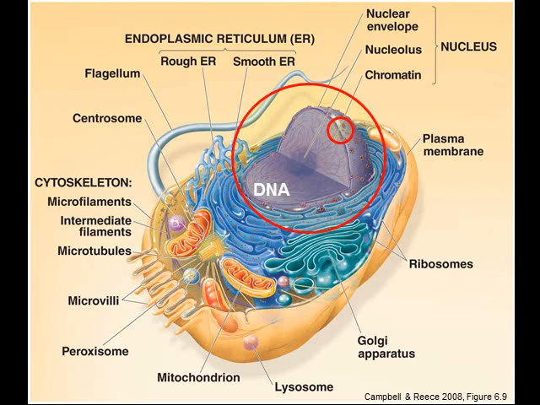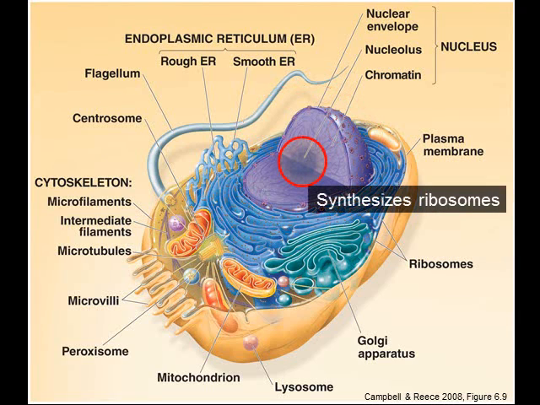There are pores in the envelope to allow the traffic of molecules such as messenger RNA, which is a transcript or a copy of a gene that will be used to make a specific protein. In the nucleus is an area called the nucleolus. This nucleolus is used to synthesize ribosomes, which are the protein factories, as we'll see a bit later.